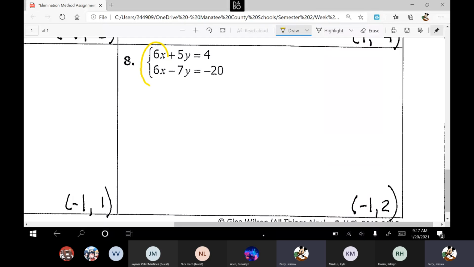Now let's check and see. Do we have any opposites? Look at your x's and look at your y's. Do we have any opposites right now? Yes or no? Are there any opposites?